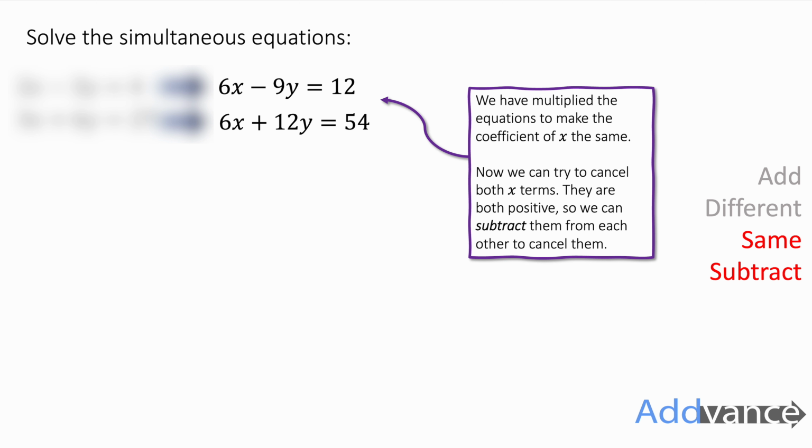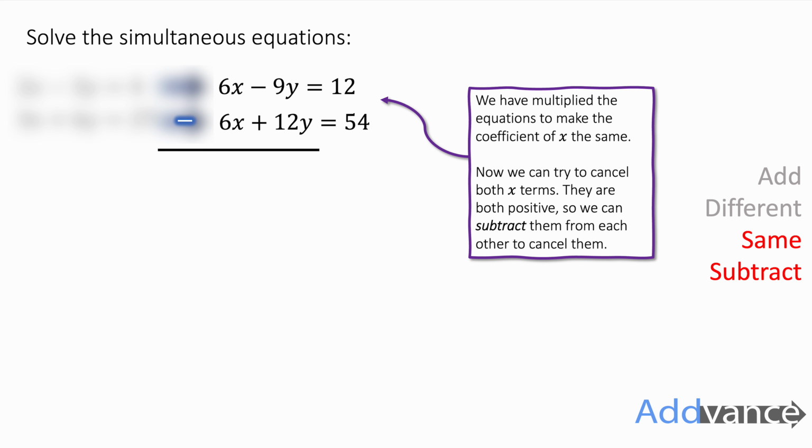Because they're the same, we subtract to cancel them out. And when I say the same, I mean they're both positive 6x. So it is positive 6x and positive 6x. They are both positive, they are the same, so we're going to subtract.